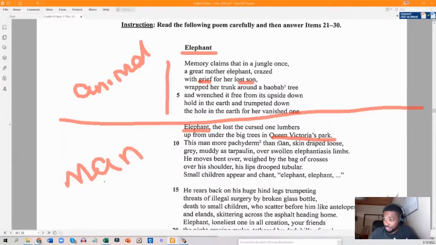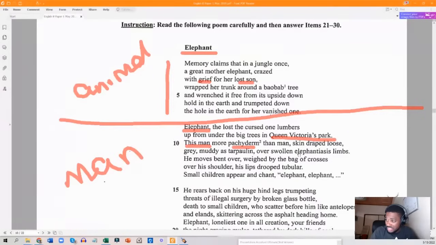So this person, he perhaps lives in a park. Within this park, we have some trees. So this man, more pachyderm. So remember we saw the meaning for this? Basically, pachyderm can be used to describe an elephant. That kind of skin, pachyderm. So this man, here it becomes obvious. I've heard many persons say that the whole poem is about the animal, but clearly this is about a man. This man is more pachyderm than man. What does it mean? His skin does not look like the skin of a normal man.